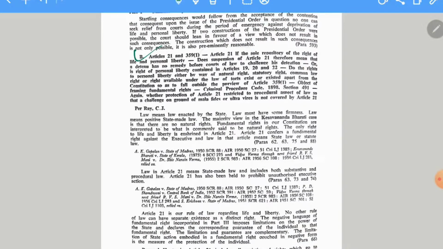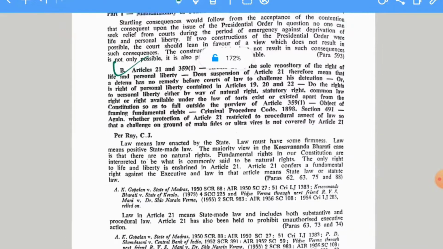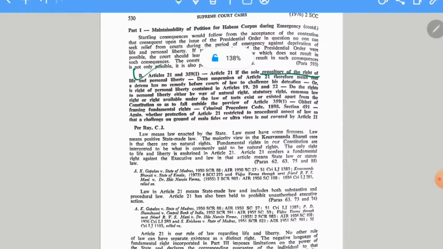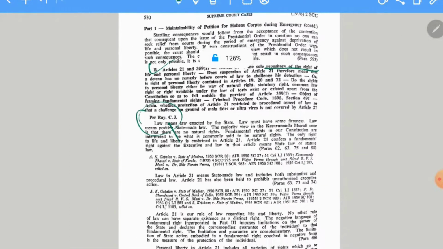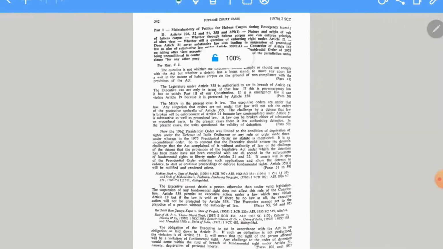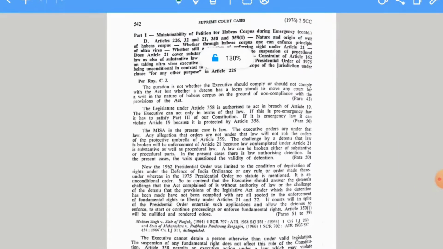Moving further, similarly you can find some other issues which were involved. In A, the issue was whether the writ petition can be maintainable. The second issue was whether Article 21 is the sole repository of the right of life and personal liberty. What was the opinion of Justice Ray on this point? You can get it. Similarly, you can get the opinion of other judges as well. So this is the way you can find the issues in the Supreme Court cases.